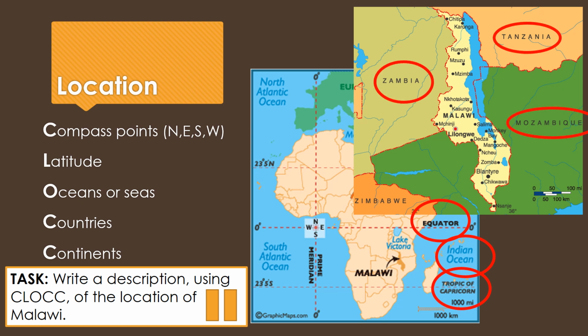The countries at the top that you could have included are Zambia, Tanzania, Mozambique, remembering to use our northeast, southwest compass points if you can to describe more specifically where those countries are. And finally, the continent is Africa, so that should be in your description somewhere. Make sure that you've got a few of those points that I've just highlighted in your description. If not, then go back and amend it before moving on.